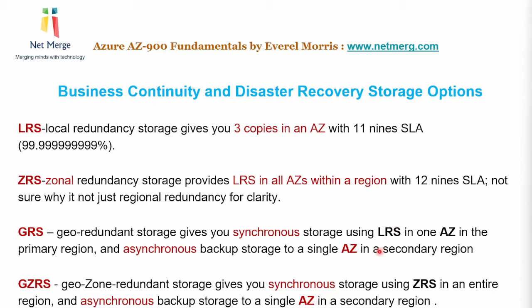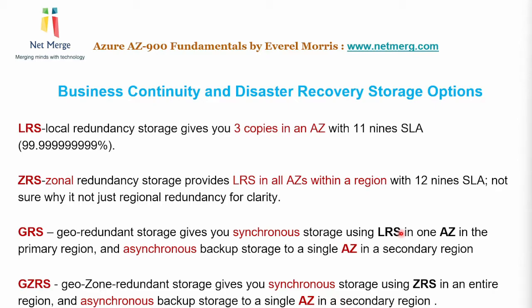Now there is GZRS, which is Geo Zone Redundancy Storage. It gives you synchronous storage using ZRS, meaning you're getting 3 copies in all 3 availability zones in your primary region, and asynchronously in your secondary region, you're getting delayed storage on one AZ in that particular region. So if you want to look at it in context, GRS and GZRS, they're both giving you secondary storage in your secondary region on one AZ.